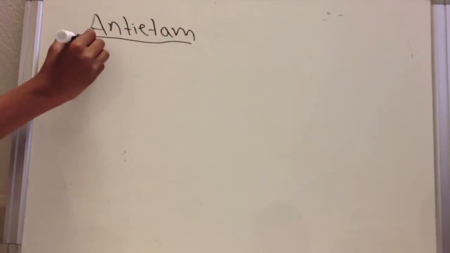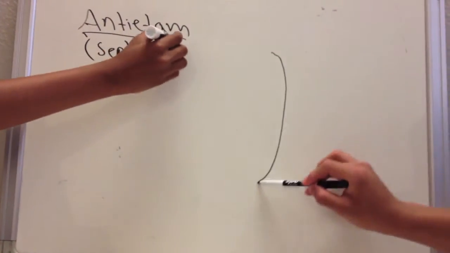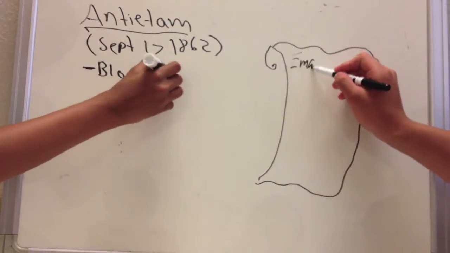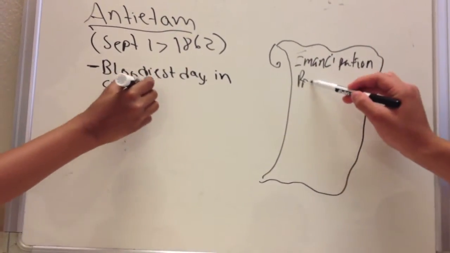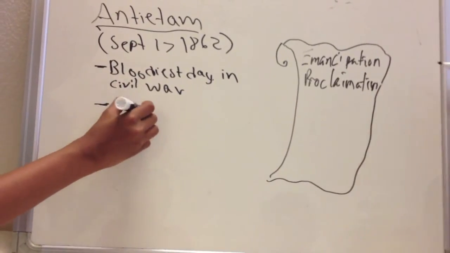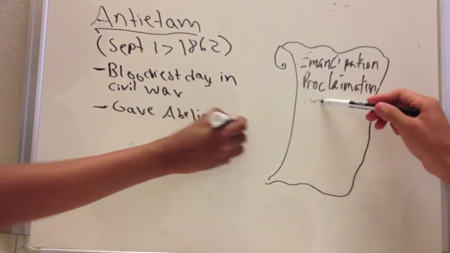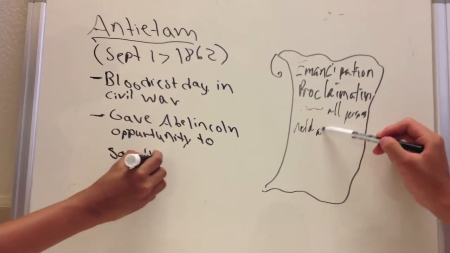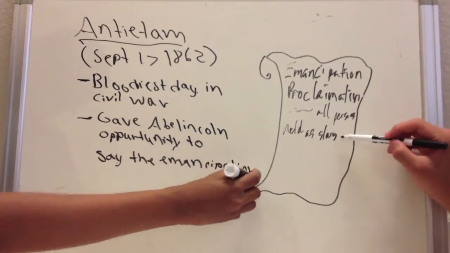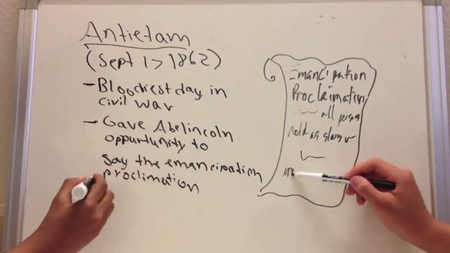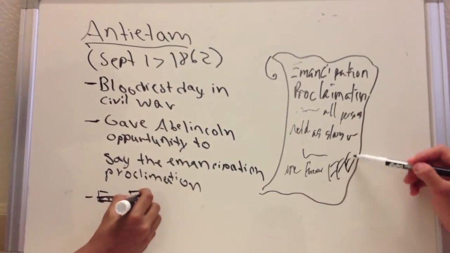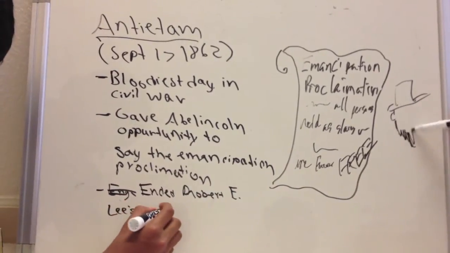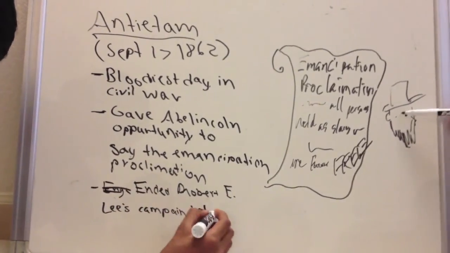The Battle of Antietam was fought on September 17, 1862. It was the bloodiest single-day battle in Civil War American history. This battle gave Abraham Lincoln the opportunity to deliver the Emancipation Proclamation, which freed all slaves in states of rebellion and discouraged the British and French governments from potential plans for recognition of the Confederacy. It also ended Robert E. Lee's campaign into the Union States.